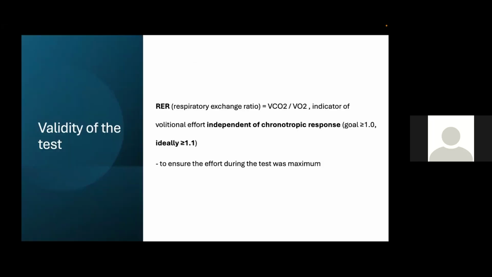So we have this respiratory exchange ratio. It's a ratio between the VCO2 to the VO2 that can indicate the maximum effort of the test. With it, we ensure the patient has given the maximum effort of the test. So if it is more than 1.1, the patient has reached the maximum effort. But if it is decreasing, that means we didn't reach the maximum effort. Also the heart rate is another parameter that we can use to validate that the patient reached the maximum level of the exercise.